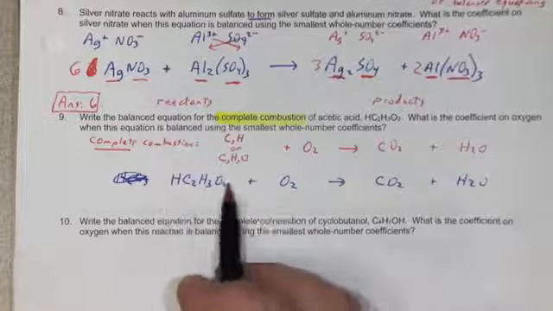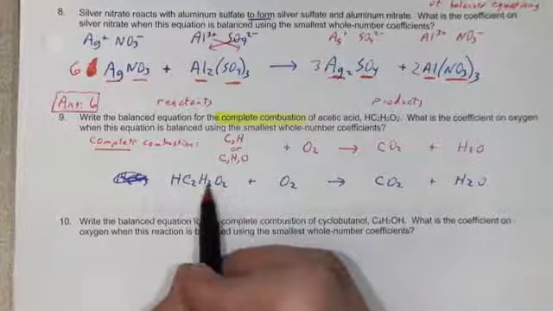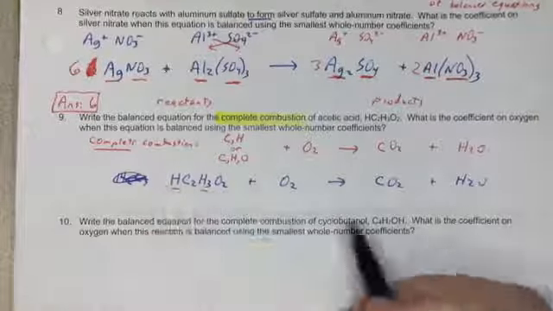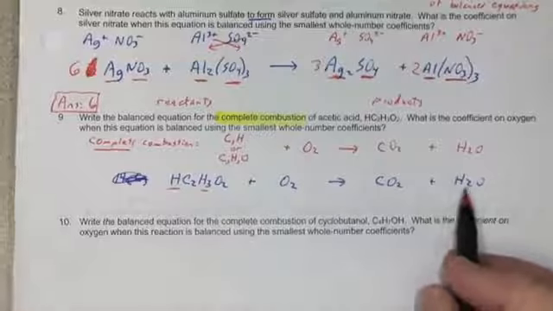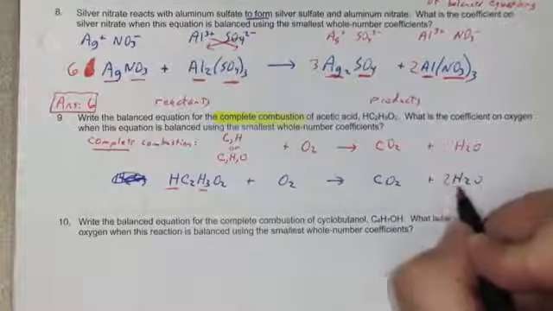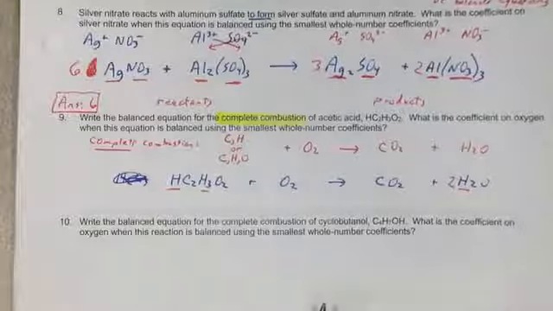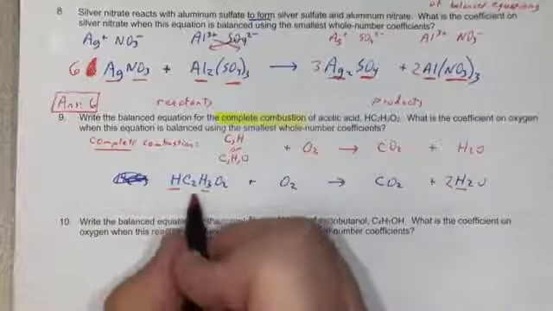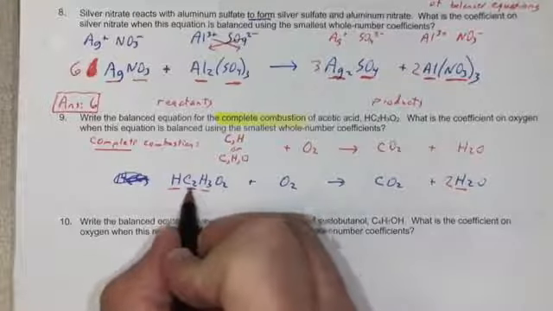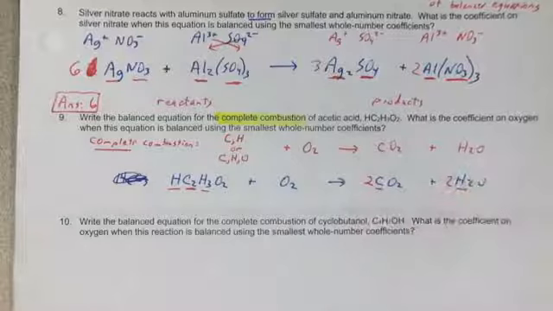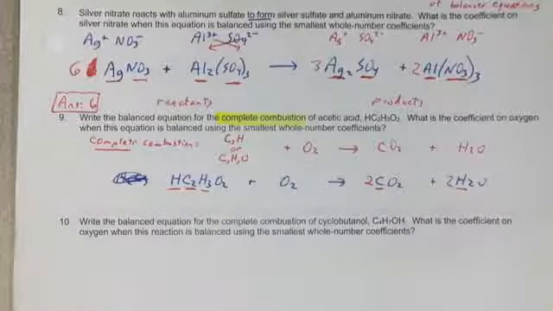So I'm just going to start on this left side. I have 1 plus 3 is 4 hydrogens. So I have 4 hydrogens on the reactant side, so I need 4 hydrogens on the product side. So 2 times 2 gives me 4 hydrogens on the product side. Okay. Next, I'm going to look at carbon. I have 2 carbons on the reactant side, so I'm going to underline this. So I need a coefficient of 2 on carbon dioxide. That gives me 2 carbons on both sides.